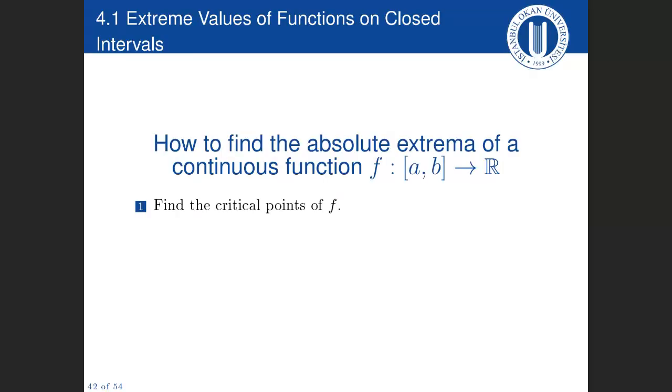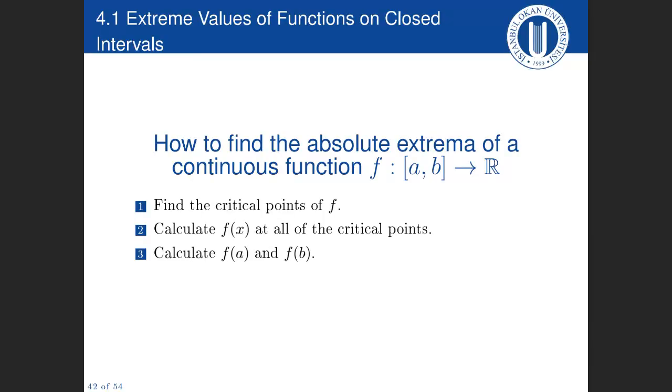So now we have a strategy for how to find the absolute extrema of a continuous function defined on a closed interval. Step 1, find the critical points. Find the interior points where either the derivative does not exist or the derivative is equal to 0. Step 2, we're going to calculate the value of our function at all of the critical points. Step 3, we're going to calculate f at the endpoints. And then step 4, we're going to take the largest and the smallest values from this list.